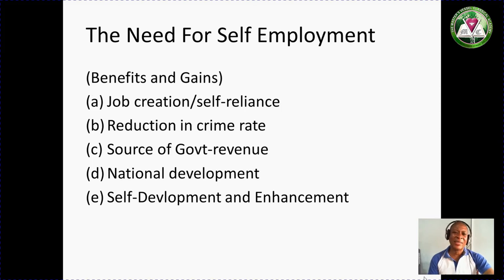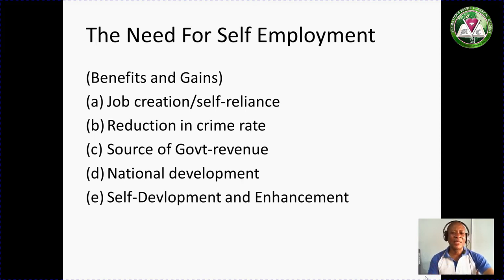Now, having said that, let us move on and look at the need for self-employment, or the importance of self-employment. Why is it important to be self-employed? Why do we need to be self-employed? What do we stand to benefit and gain as self-employed people? This is the area I want us to look at now.